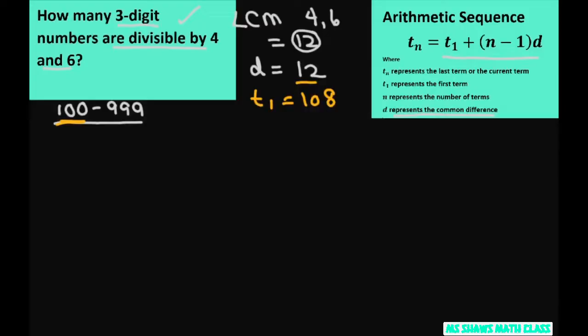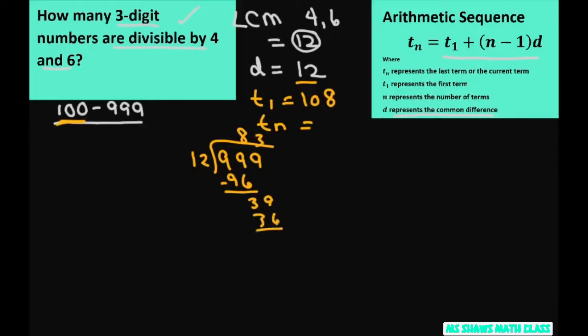Now, the last term, that one's actually a little harder. For the last term, we're going to take 999 and divide it by 12. When you do that, we'll get 8, or use a calculator if you want. And we get 96. We subtract, you get 39. 36, and the remainder is 3. So we don't want a remainder, because that means it's not a multiple of 12.